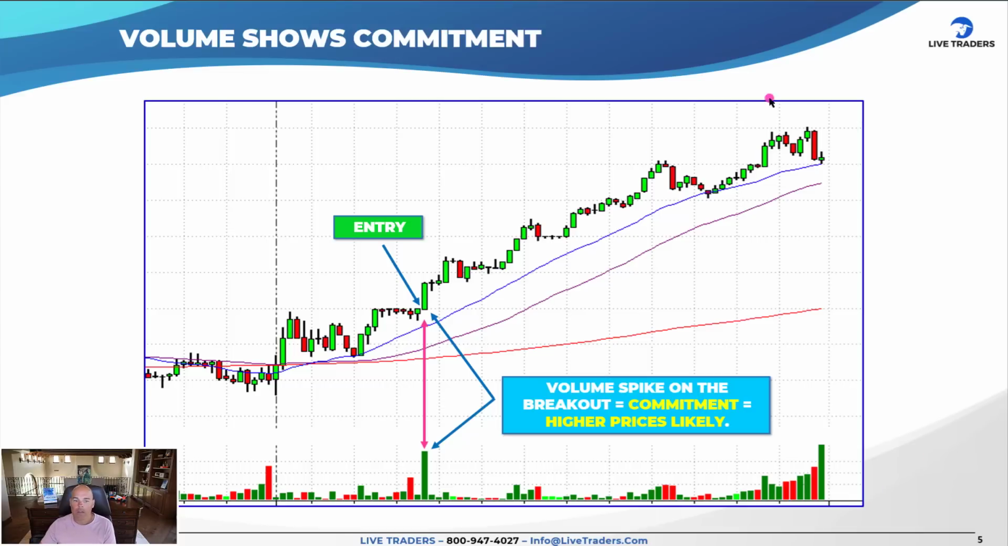Okay? If this thing peekabooed 3 cents above on huge volume, I'd be deeply concerned. But the fact that it followed through with volume shows buyers are overwhelming the sellers. Buyers are in complete and total control. They own this stock. They are committed. That's what you want to see. This is what you want to see in a perfect world.